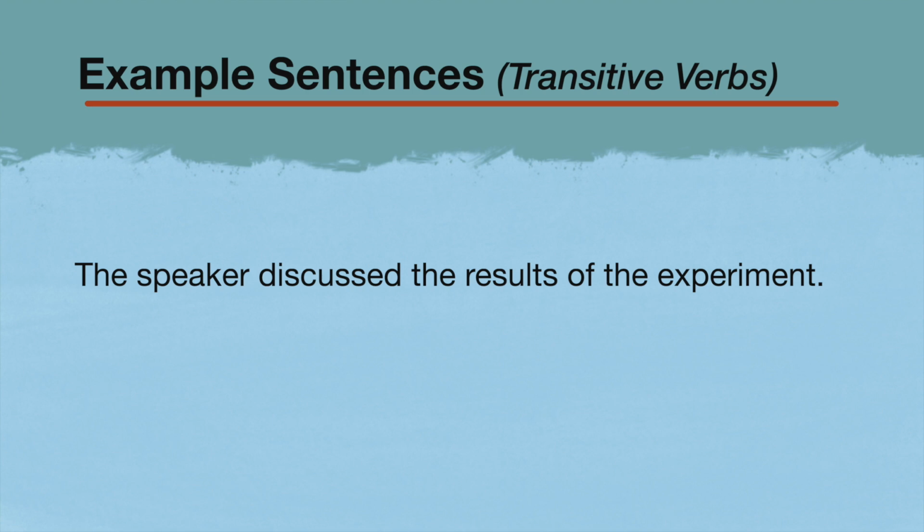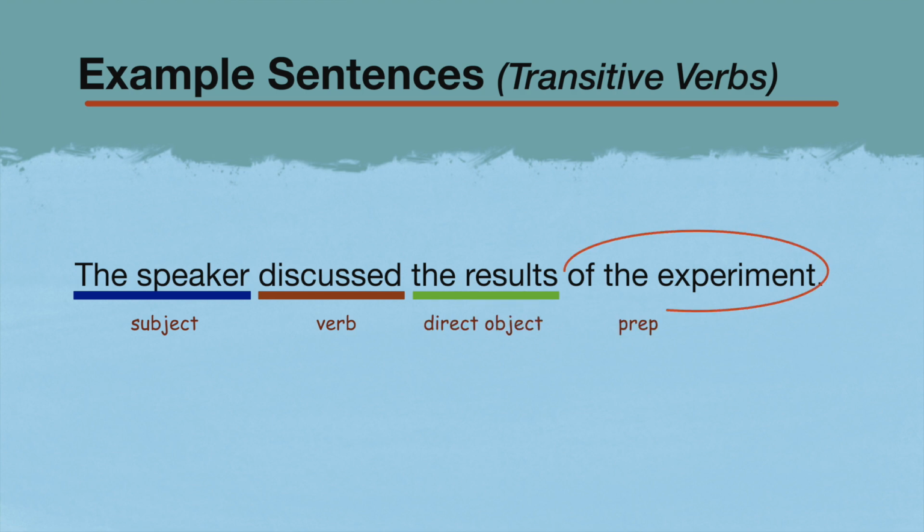In our first sentence we read, "The speaker discussed the results of the experiment." Here we have a subject, a verb, and a direct object. We also have a prepositional phrase in this sentence.